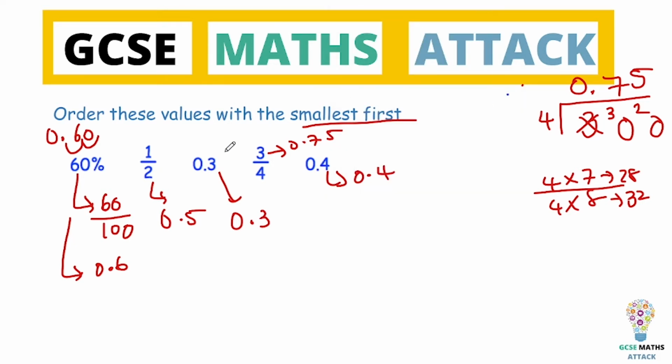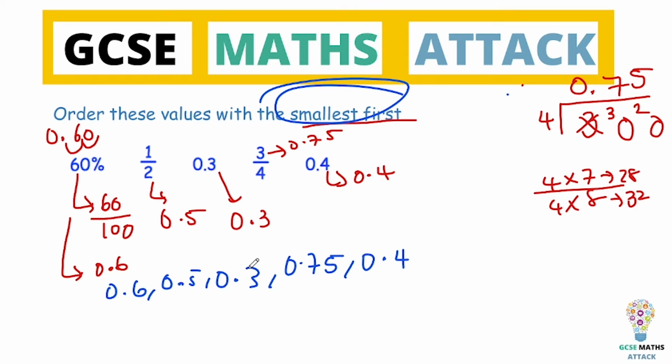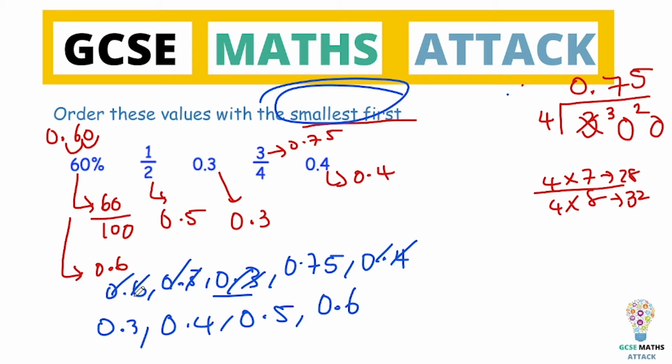Now after you've done the hard part, let's just rewrite it again. So you've got 0.6, you've got 0.5, you've got 0.3, you have 0.75, and you have 0.4. Now we're going to order it from the smallest first. So the smallest number we can see is 0.3, so I'm going to write 0.3. The next one will be 0.4. The next one after that would be 0.5. The next one would be 0.6. And the next one will be 0.75.